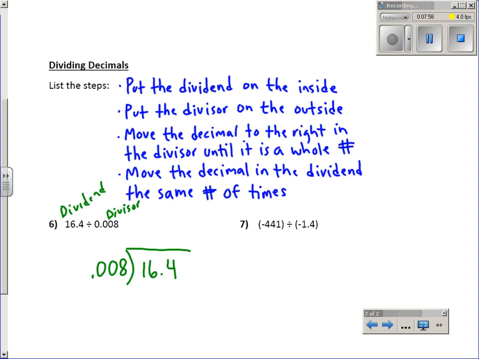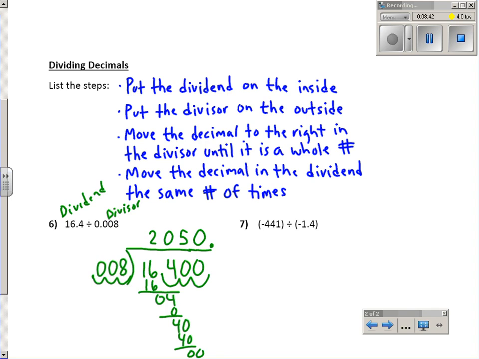All right, so step 3 said that we have to move the decimal to the right in the divisor till it is a whole number, which means we have to move it 1, 2, 3 places there. So I'm going to add some placeholding zeros there, and we're going to move this 1, 2, and 3. So the decimal is going to go up there. And now we're dividing 8 into 16,400. That goes twice. 8 cannot go into 4, but 8 can go into 40. And then that ends up being a 0. So your answer is 2,050.